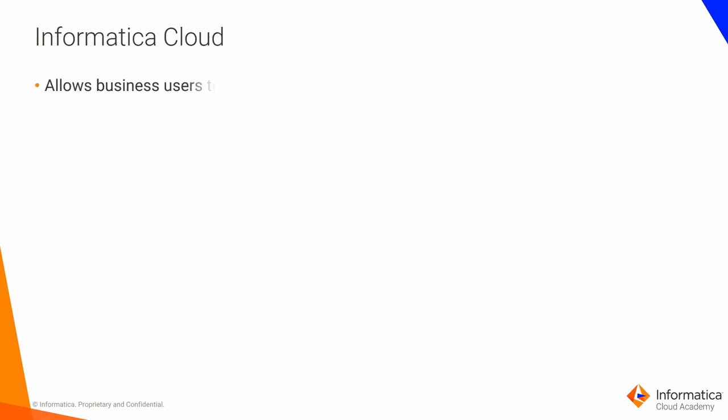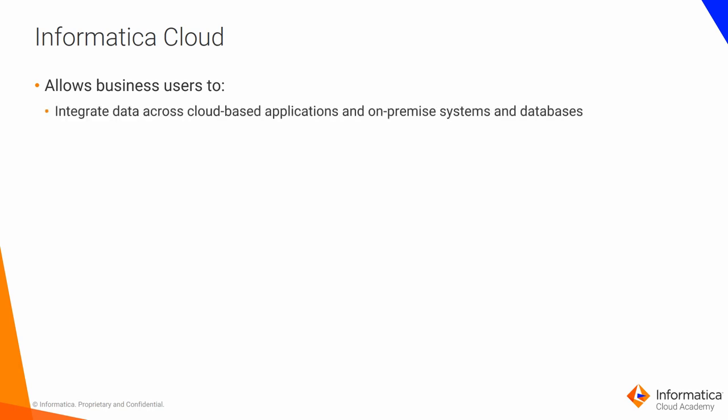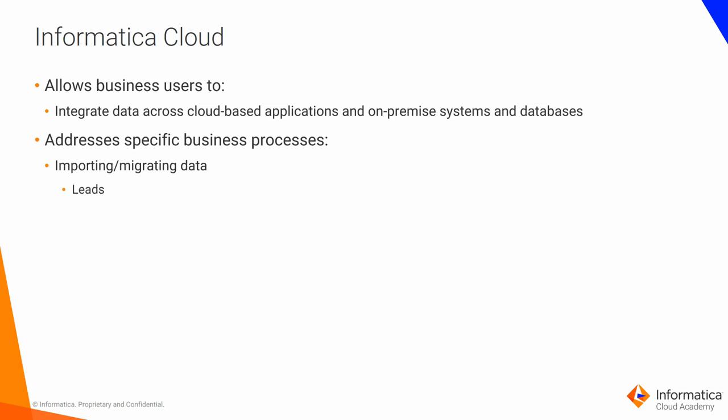At a high level, Informatica Cloud allows business users to integrate data across both cloud-based applications and on-premise applications and databases. The product was designed to address some specific business processes, and these can be categorized into the following 4 types. First is importing or migrating data. This could be leads from a trade show, for example, or migrating data from one contact management system over to, say, Salesforce. So this would generally be a one-time push of data.